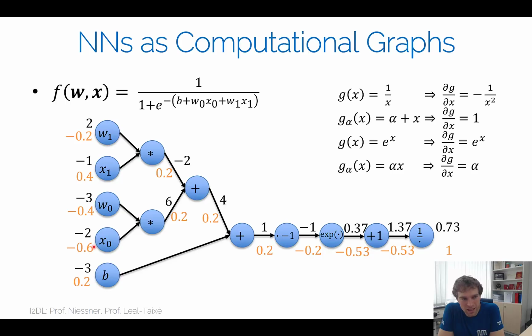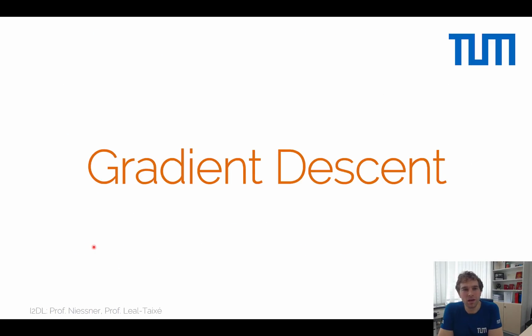Good. Now we're taking the compute graphs, right? And we actually know now how to compute partial derivatives with respect to all weights, which is good. Now we can do gradient-based optimization. And this is exactly what we want to do now. We would like to talk about how we do gradient-based optimization. And I'm sure most of you have heard how gradient descent works.